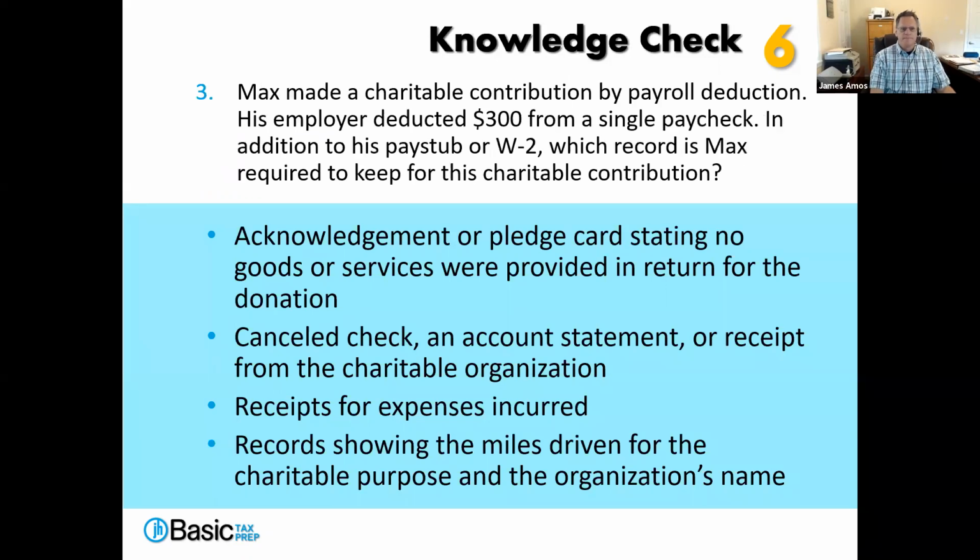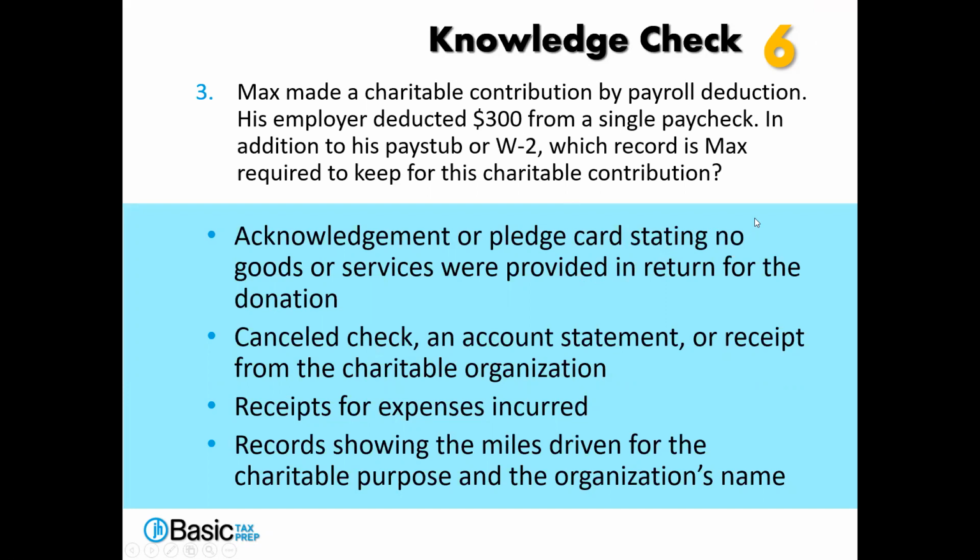That's what you need. Max made a charitable contribution by payroll deduction. He had it taken out as payroll. His employer deducted $300 from a single paycheck. In addition to his pay stub or W-2, which record is Max required to keep for this charitable contribution? Account statement, canceled check, or receipt from the organization, I guess is what I choose. But you're not going to have a canceled check, are you, if it's from a payroll deduction? That's the only one that seems to fit.